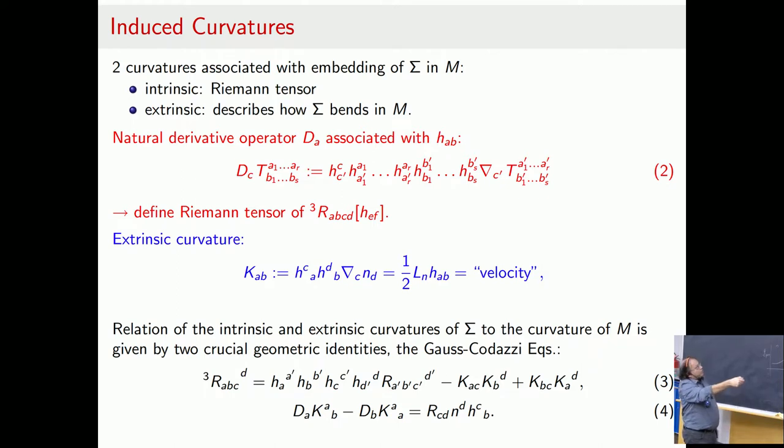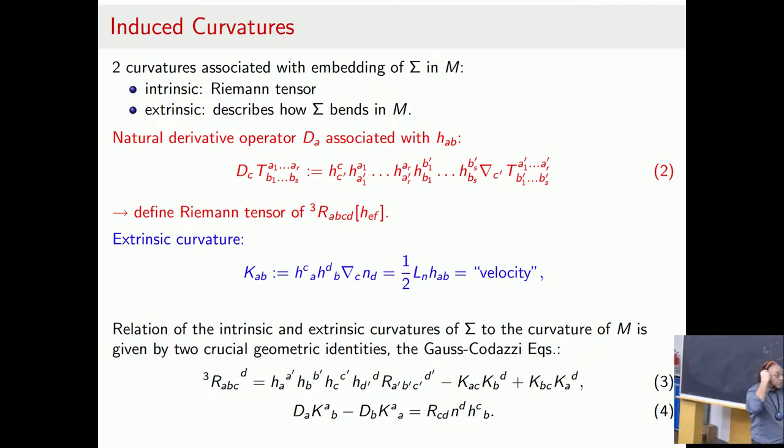You can define it with this funny formula, but also in a more intuitive way. This is one half of the Lie derivative, in the direction of the unit normal, of the metric. So this is basically just the time derivative of your three-metric, something like the velocity. If the three-metric is like your configuration space variable, then this is, up to a factor of one half, your velocity.